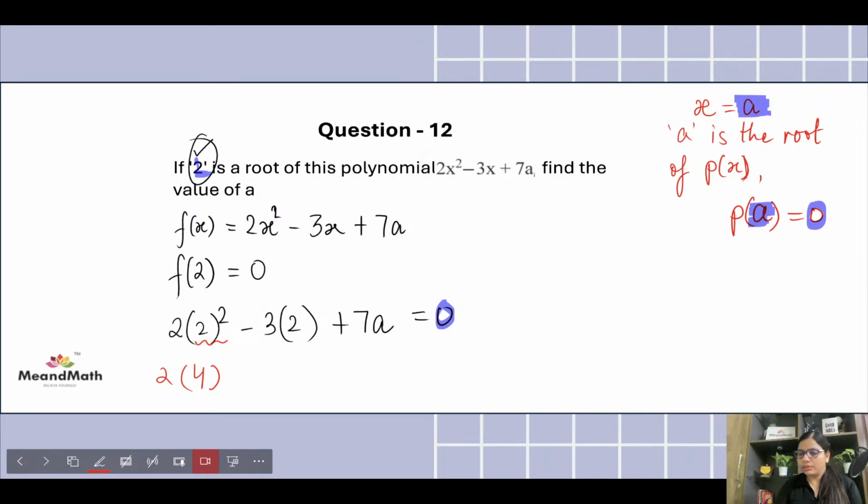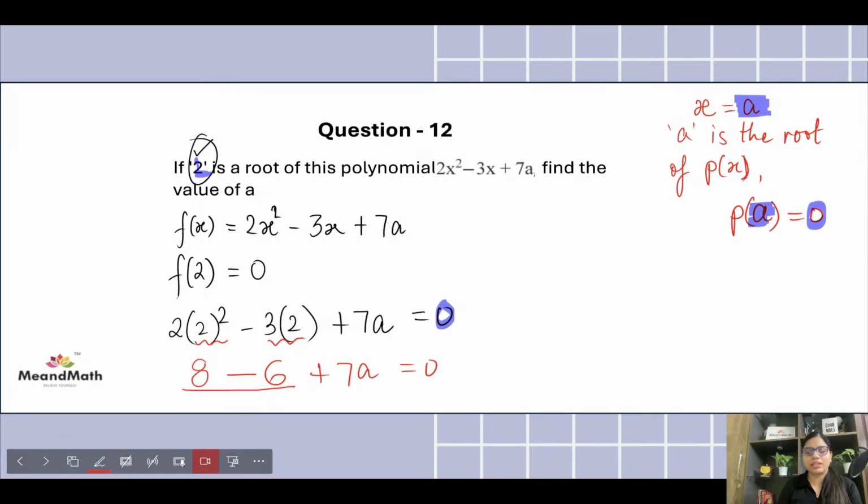2 times 4. 2 times 2 squared gives us, yeah, Janvi has already answered 8. So yeah, 2 squared gives us 4 and then when we multiply it with 2, it gives us 8. So I'm directly going to be writing 8 here and 8 take away 3 times 2, which is 6, plus 7a equals 0. Now we need to solve it.